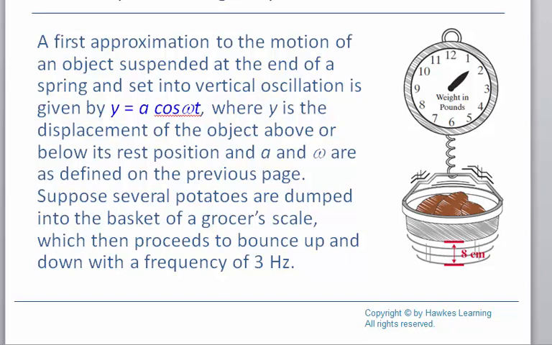All right, so our problem says a first approximation to the motion of an object suspended at the end of a spring and set into vertical oscillation is given by, and so we have to start with kind of a format for a formula, where y is the displacement of the object above or below its rest position, and a and omega are as defined on the previous page.